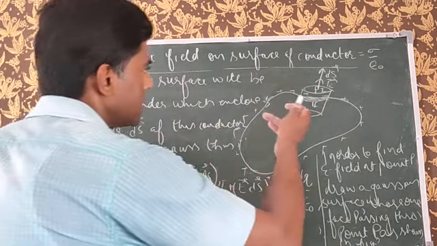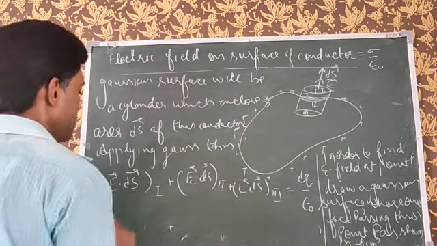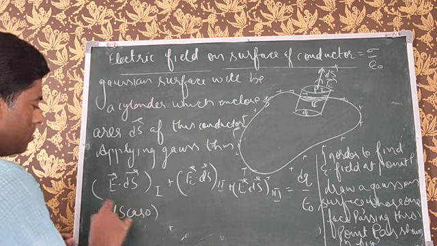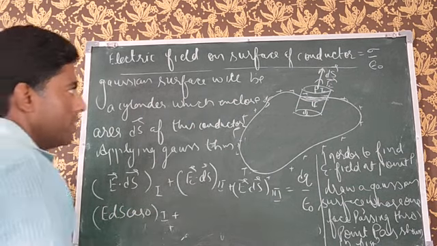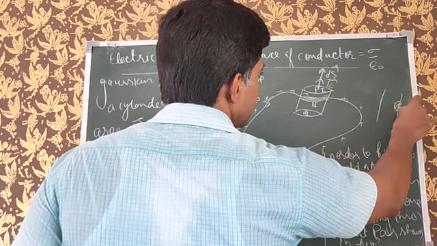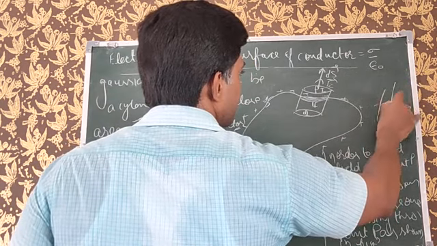Now from the figure it is clear that the electric field and area vector are in the same direction on face 1, so we can write E ds cos 0 on the first face, and on the second face the area vector is in the outward direction and the electric field is perpendicular to the surface.